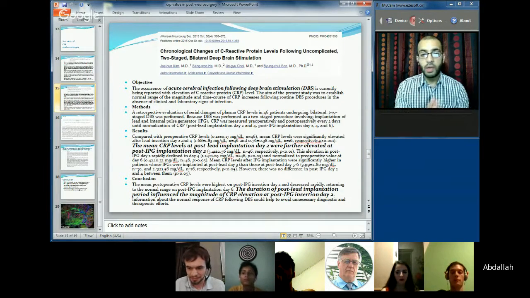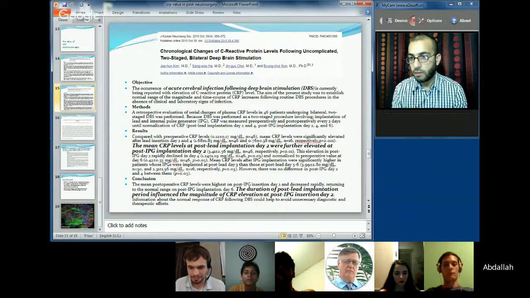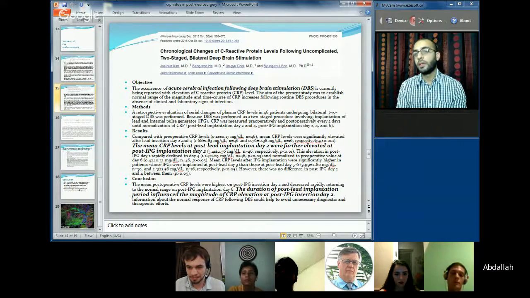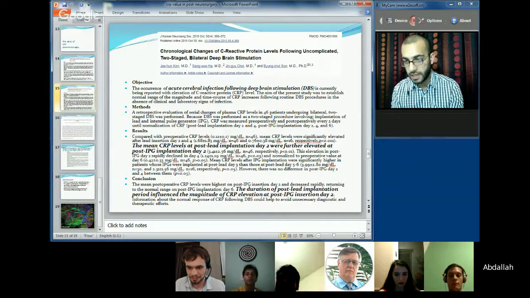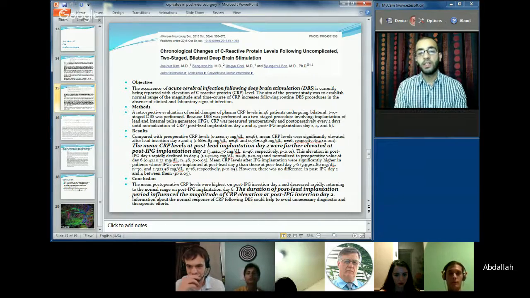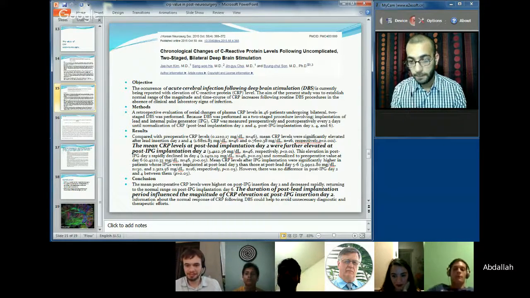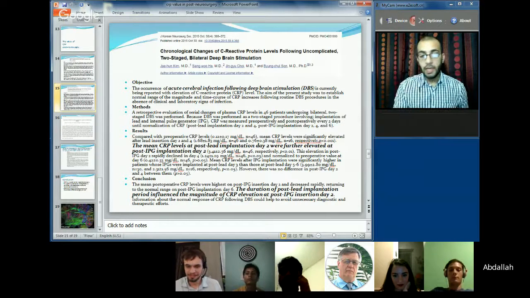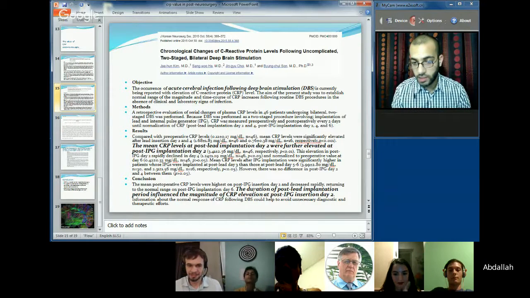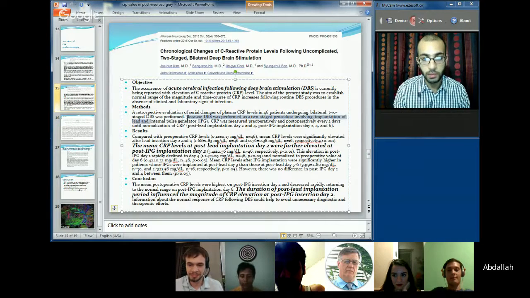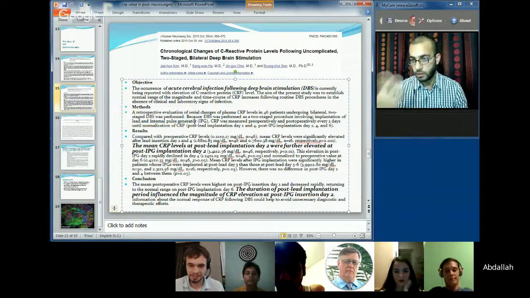All right, so in the second day of the procedure of the deep brain stimulation, due to the increase in the time of implanting the electrodes, the CRP levels went high as well. As it says here in the conclusion, the duration of post-lead implantation period influenced the magnitude of CRP elevation at post-IPG insertion day 2. IPG stands for internal pulse generator for the deep brain stimulation.